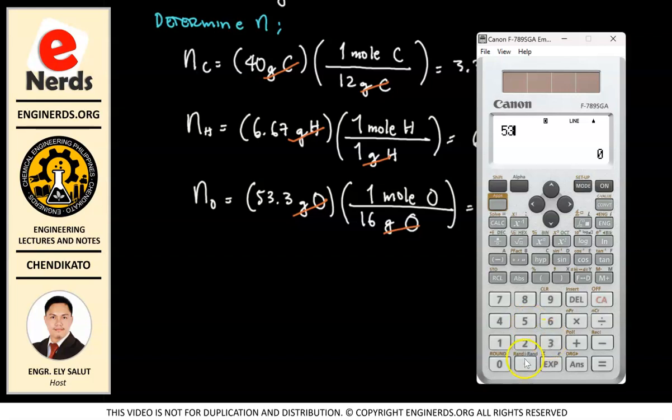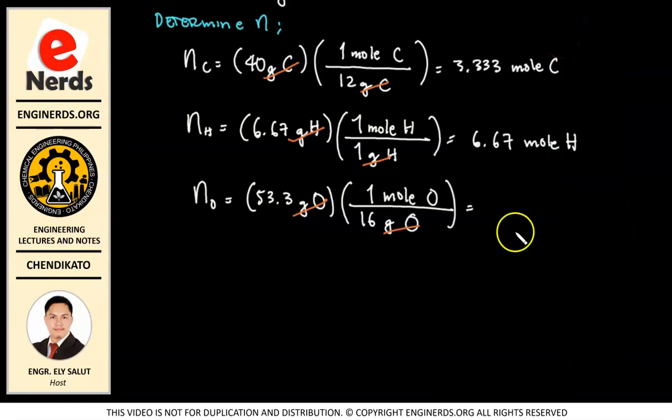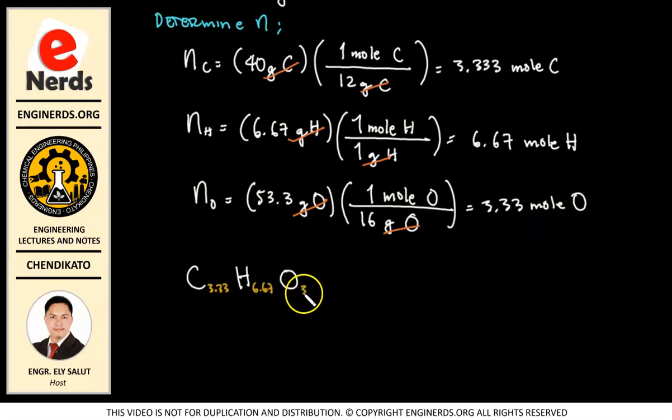So we have 53.3 divided by 16. We have 3.33 moles of oxygen. Right, so if I'm going to write that, we know that we have carbon, hydrogen, and oxygen, right? So if I'm going to write that in our compound here, for carbon I have 3.33, for hydrogen I have 6.67, and for oxygen I have 3.33.